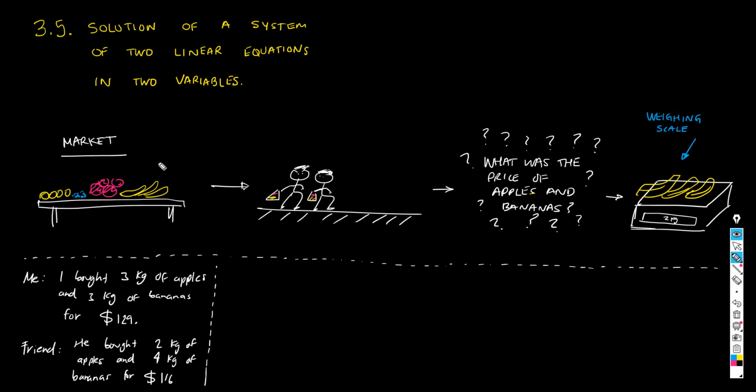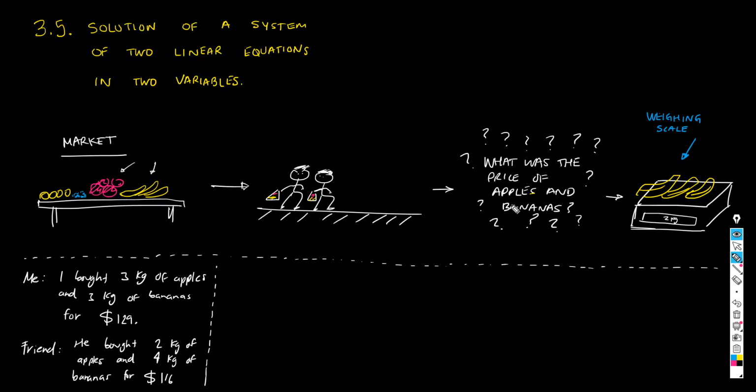I go to the market with a friend, and we go to buy some fruit. We have oranges and grapes and apples and bananas and all these things. Then we decide to buy apples and bananas. That's the only type of fruit my friend and I are going to buy, just apples and bananas. So we pay the seller, we go away towards our homes, and in the meantime, we forget about the price per kilogram of apples and bananas.